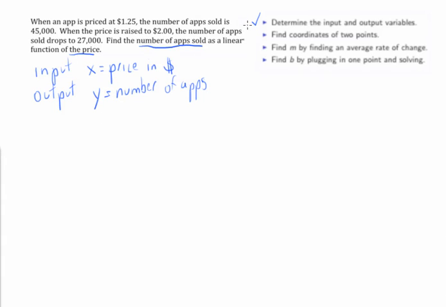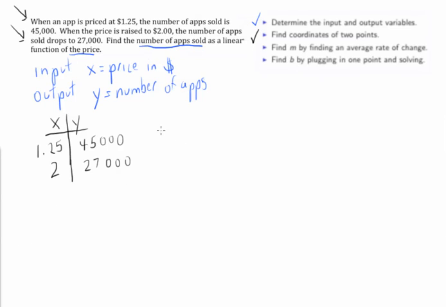Next thing we need to do is find the coordinates of 2 points. I usually organize this material in a table. So our first sentence tells us that when we have an x of 1.25, we have a y of 45,000. Our second sentence tells us that when x is equal to 2, our output is 27,000. Check, we have the coordinates of 2 points.